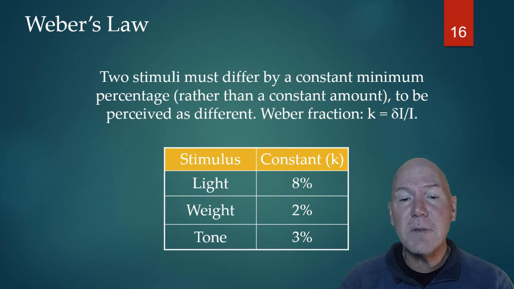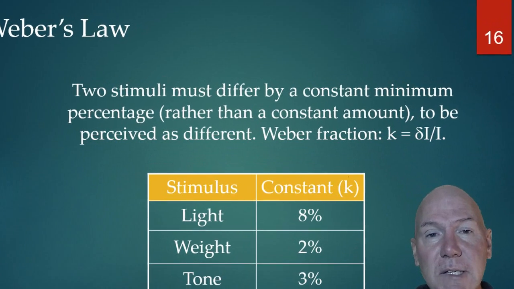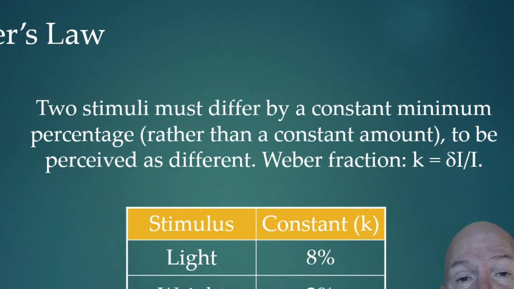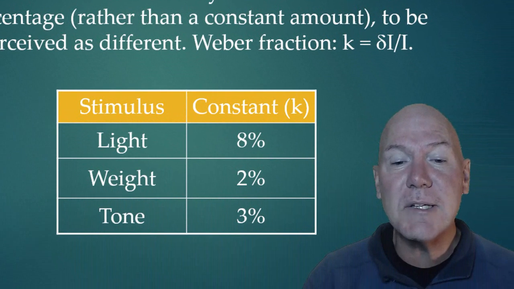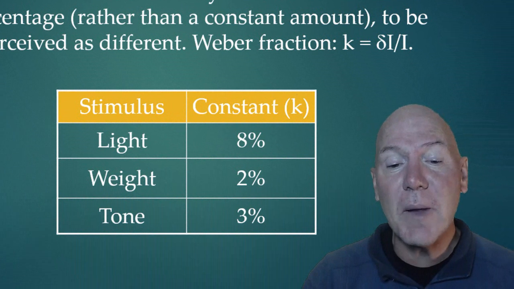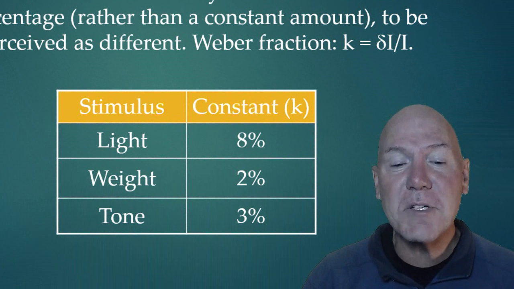So Weber came up with this law, and basically it's based on a constant and it's based on a percentage. So for example, the weight has to increase by 2% in order for you to notice a difference. Light needs to increase by 8%, tone by 3%.